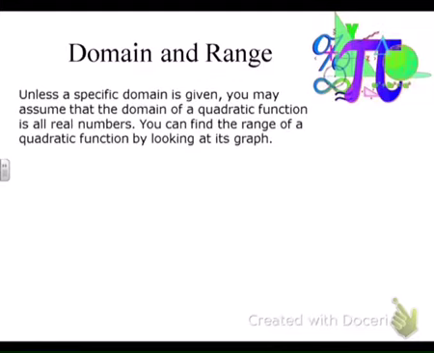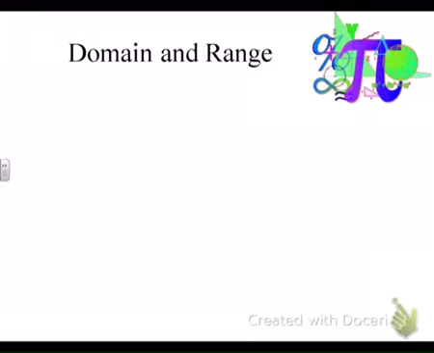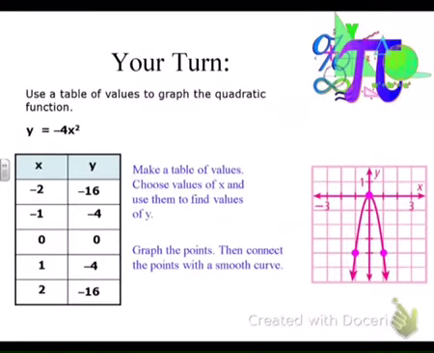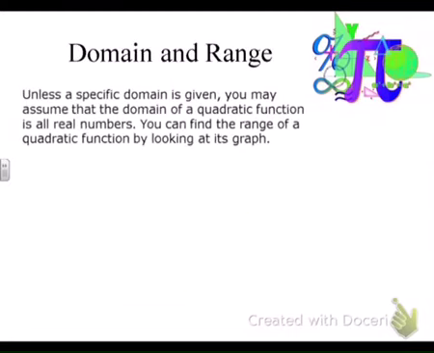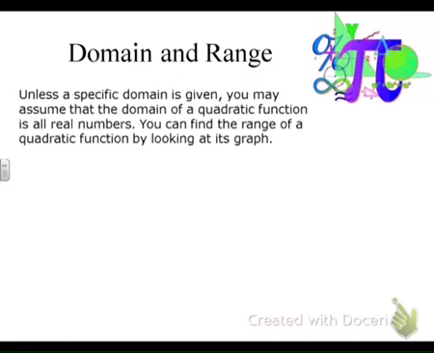Okay, so to find the domain and the range, if you recall, the domain is the x values and the range is the y values. So unless there's a specific domain given in a quadratic function, you can assume that the domain is going to be all real numbers. Because if you look back at this previous graph that we just looked at, it extends forever, down, down, down, and as it goes further down, it continues to get wider and wider. So the domain, the values that I can plug in for x, would be all real numbers.